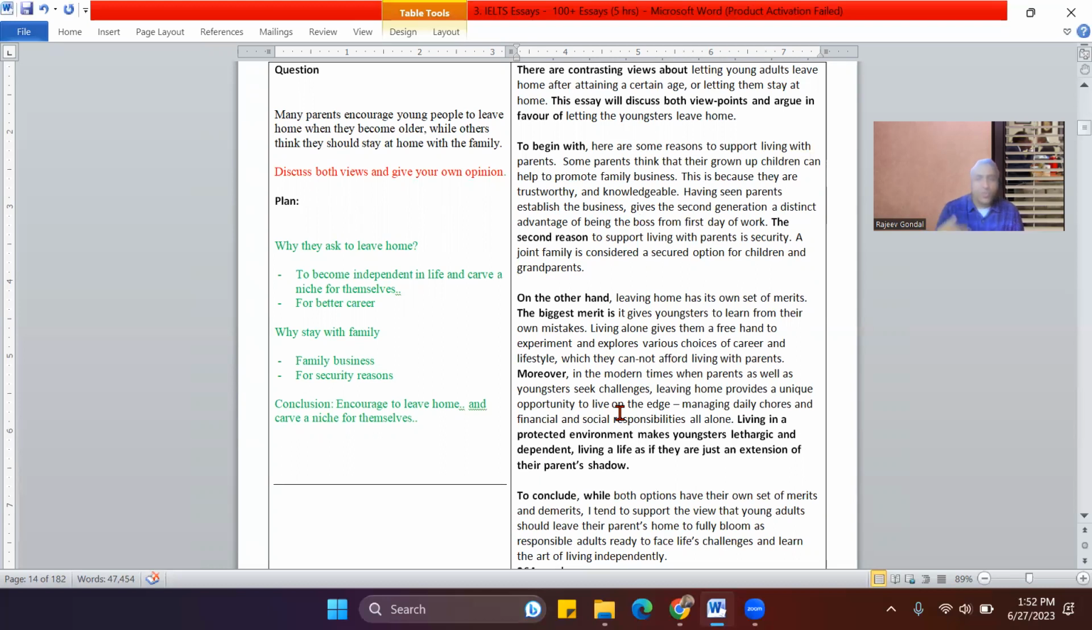Then talk about what you want to support, and then write the conclusion, so that these two paragraphs, the second last and the last paragraph, which is the conclusion, are in sync with each other.